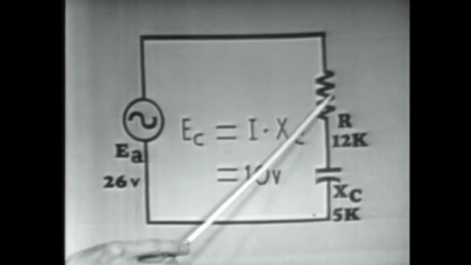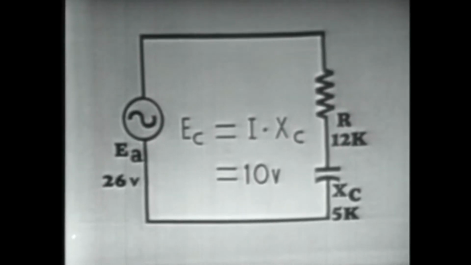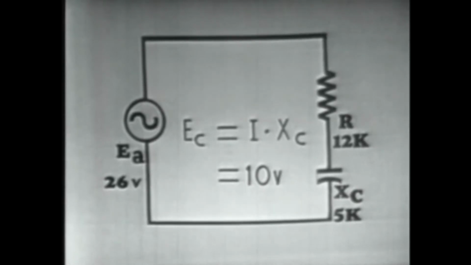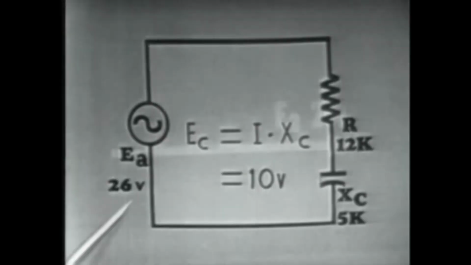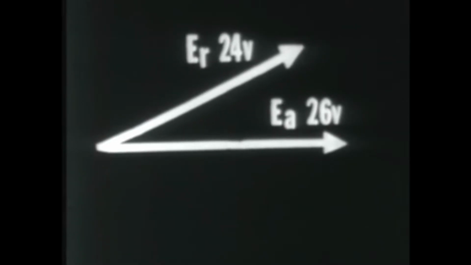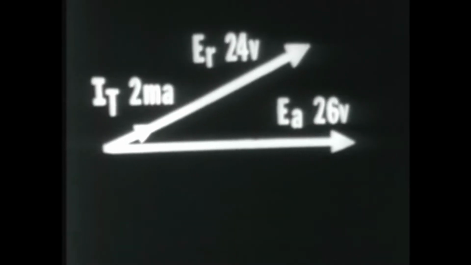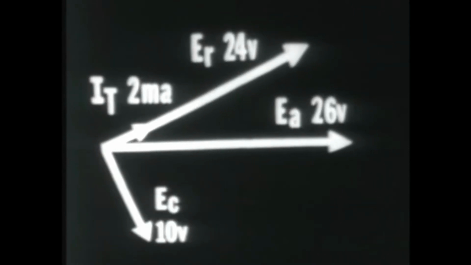Well, why? Remember, these two voltages are not occurring at the same time. And to graphically illustrate this, we should draw a voltage vector of this circuit, and we'll begin by drawing EA, which is 26 volts at 0 degrees. Next we have ER, which is 24 volts, leading EA. In phase with ER, we have IT, which was 2 milliamperes. And lagging ER by 90 degrees, we have EC, which is equal to 10 volts.